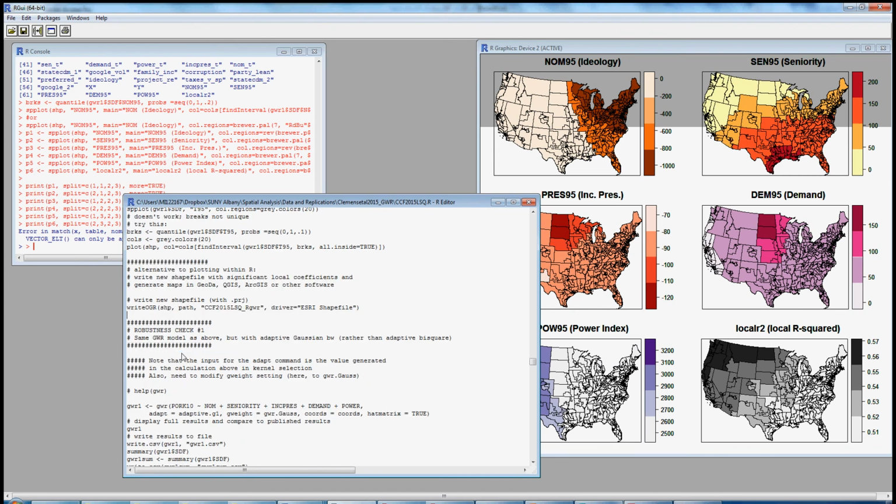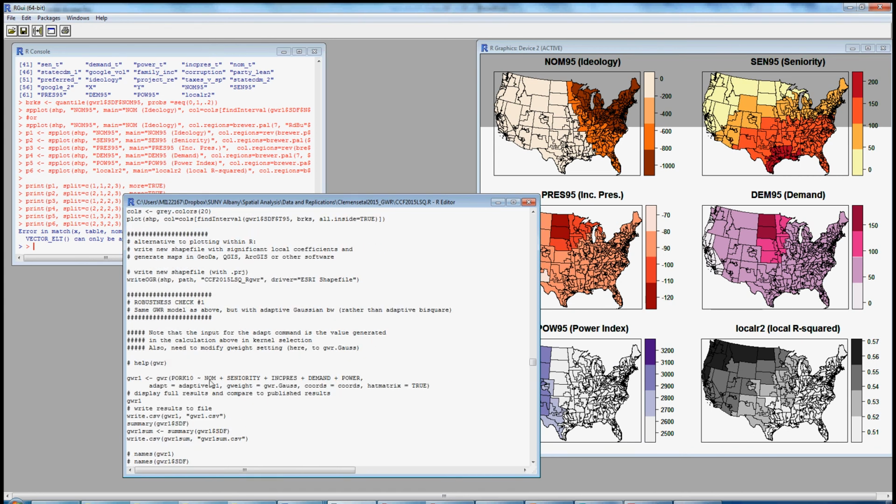And that's the end of the replication. I've got some robustness checks here. These are basically the same exact analysis that we just conducted, but with different bandwidths, just to see if the results vary. I'll leave those robustness checks for you to do in your own time, and that's the end of the replication.